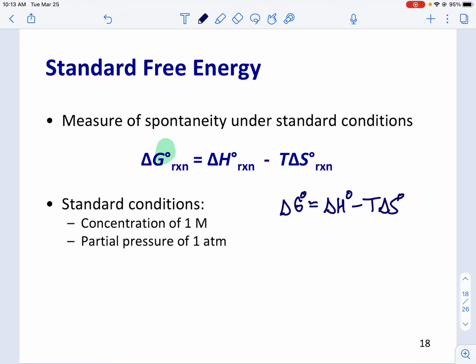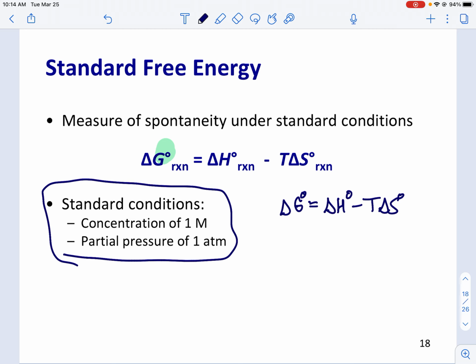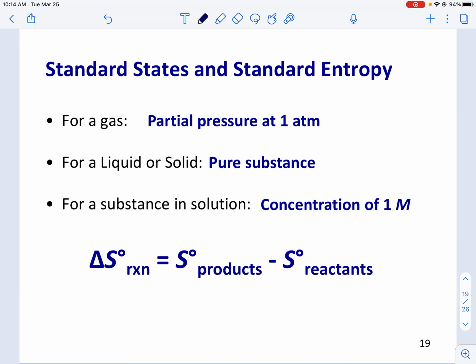Standard conditions means that you are at a concentration of 1 molar, if it's a molarity, or if it's a partial pressure, the partial pressure is 1 atmosphere. So it's very important. Standard conditions refers to the concentrations, and the concentration will be 1. And then that'll be the standard free energy. And we'll see later on how you deal with non-standard versus standard. All right, so let's talk about the standard free energy.